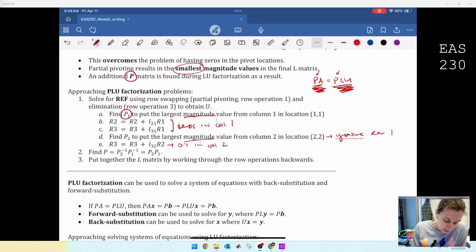Then this gives you U. When you get to here, you get U. P can be found by taking the permutation matrix from step A and step D and multiplying them together. L is a little bit more complicated.